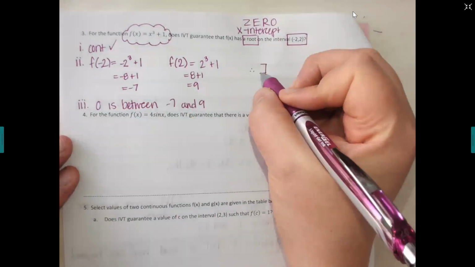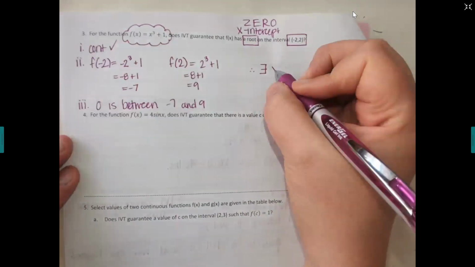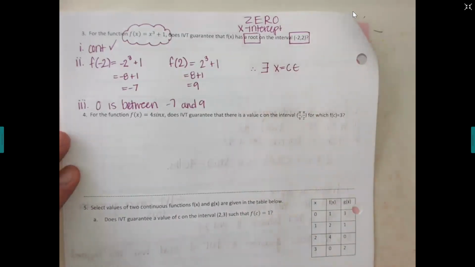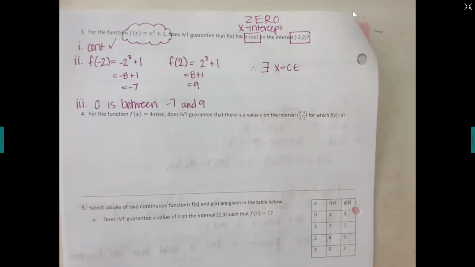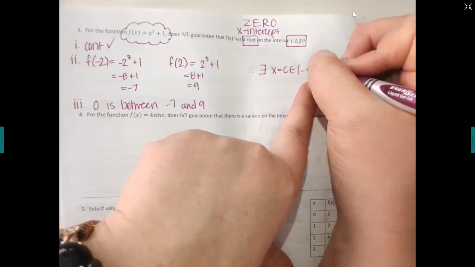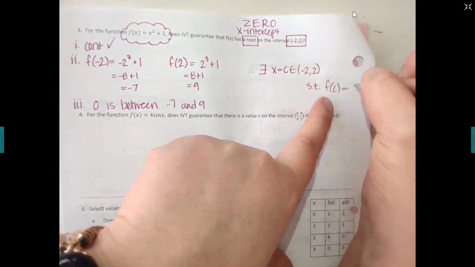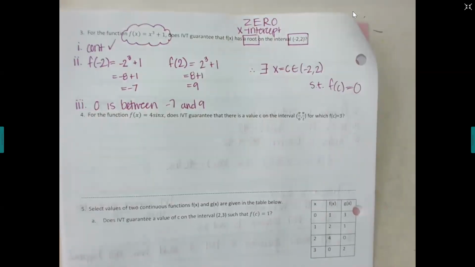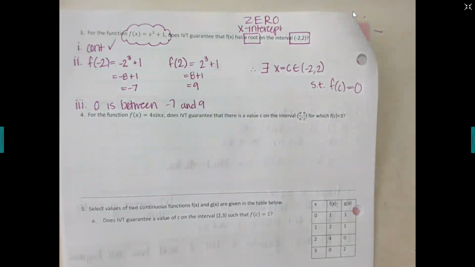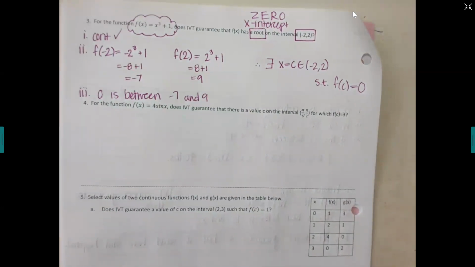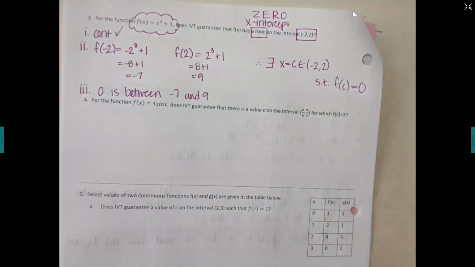So there must exist an x equals c within. Now, where does my x value have to be between? My x. -2 and 2. So that my y value can equal 0. Okay, and it is a little bit confusing, but your x has to stay between your x's, just like the y value that you want has to stay between your y's. So x stays between the x's, y stays between the y's. Does that kind of make sense?